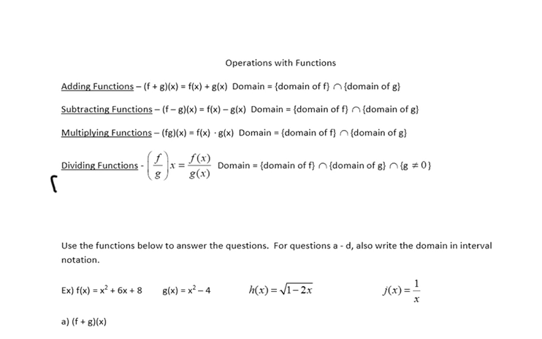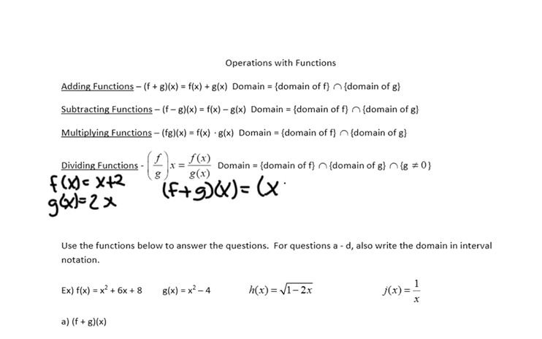I'm going to do f of x is equal to x plus 2. And I'm going to do g of x is equal to 2x. So if I do f plus g of x, that's the same thing as what? X plus 2 plus 2x. Just combine like terms, that's 3x plus 2.